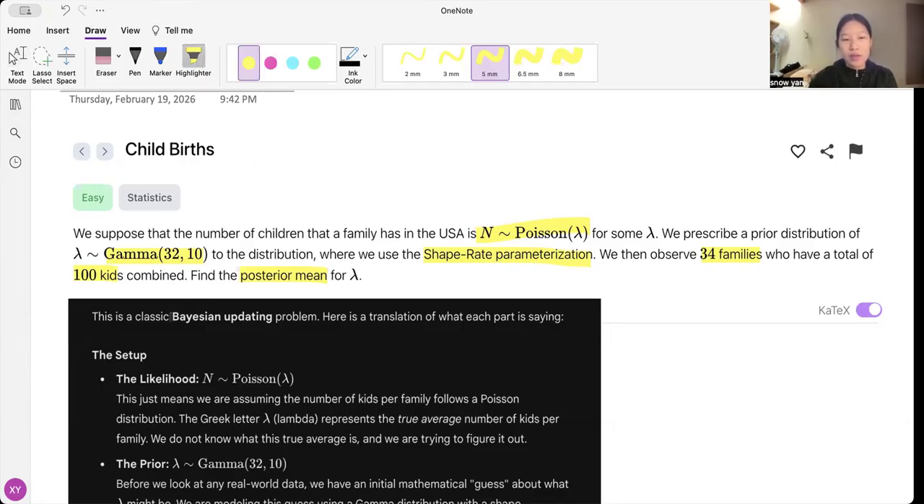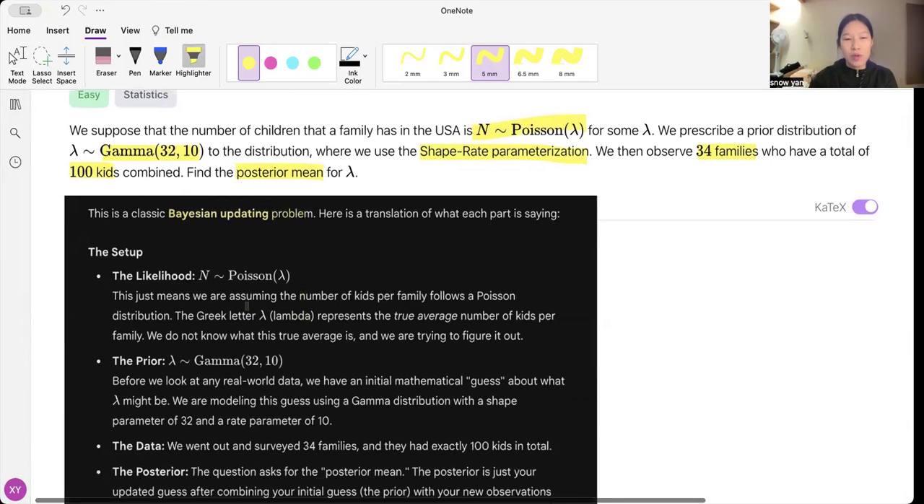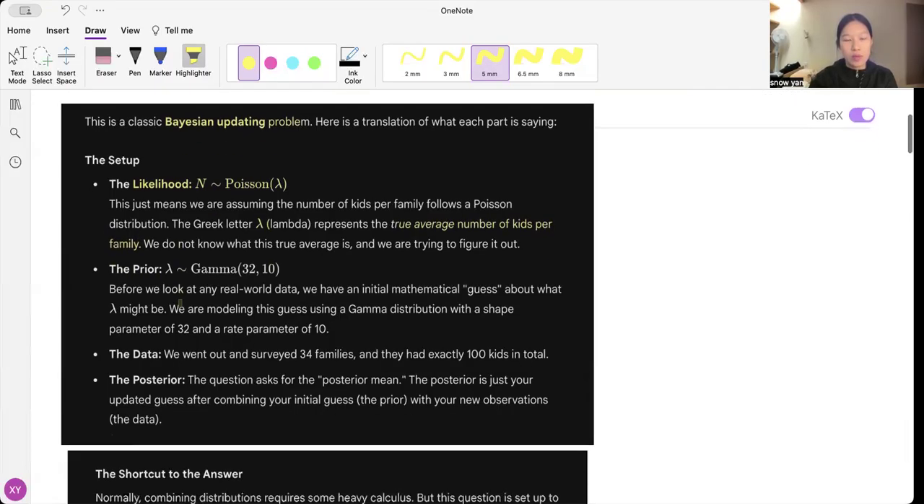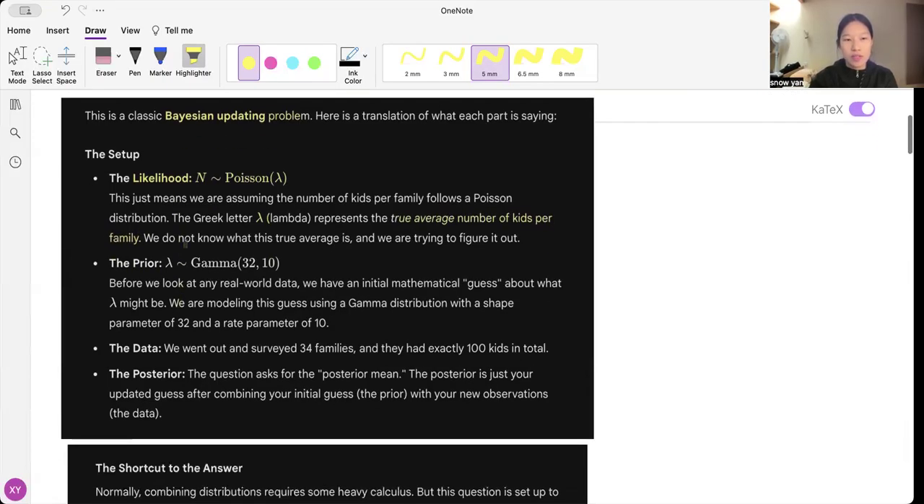Basically in this question, we have something called a Bayesian updating problem. We start off with the likelihood, which is that n follows the Poisson distribution. Lambda represents the true average number of kids per family. We don't know what that is, so we're trying to figure that out.